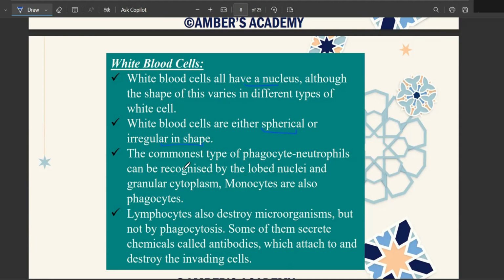Then the commonest type of phagocyte, neutrophils, can be recognized by lobed nuclei and granular cytoplasm. So do not worry about this point because we'll do it extensively when we do immunity. And then another category of white blood cells is lymphocytes, which are primarily responsible to destroy microorganisms not by phagocytosis. Phagocytosis is a process usually adopted by white blood cells to kill infections, but lymphocytes destroy microorganisms by secreting antibodies. So this is essential for you to remember. The lymphocytes secrete antibodies which attach to antigens and then they destroy the invading cells.